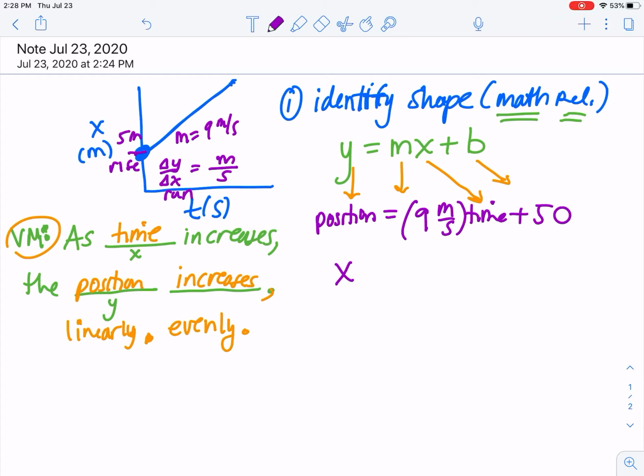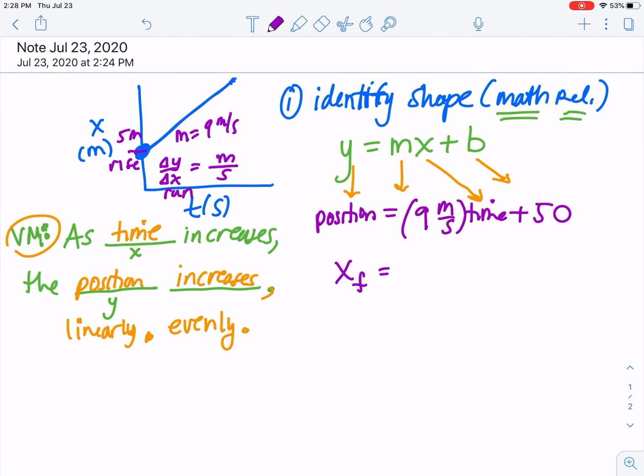So position, we're going to use the variable x because it's usually going to be in the x direction. It could be y or z or something else later. And that's going to be the final position at a certain time, which is going to be 9 meters per second times t, plus 5.0 meters. So the first thing I want to do is replace the variables with a symbol to make it simpler. And then I want to sort of get this more generic.